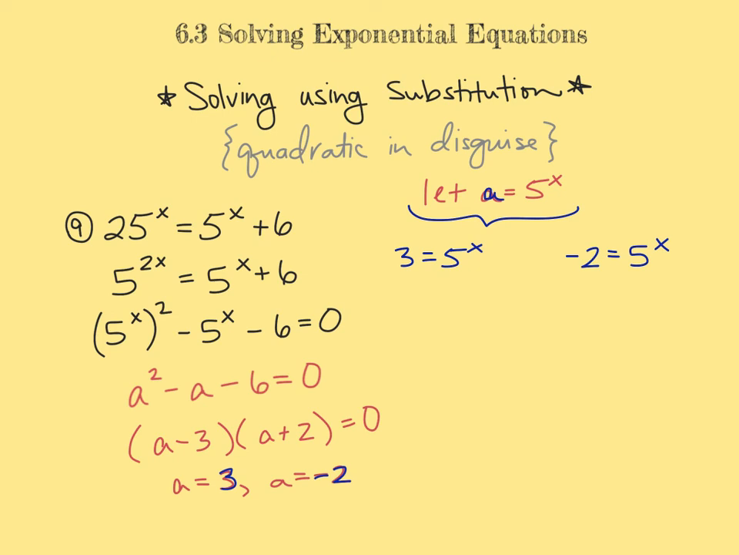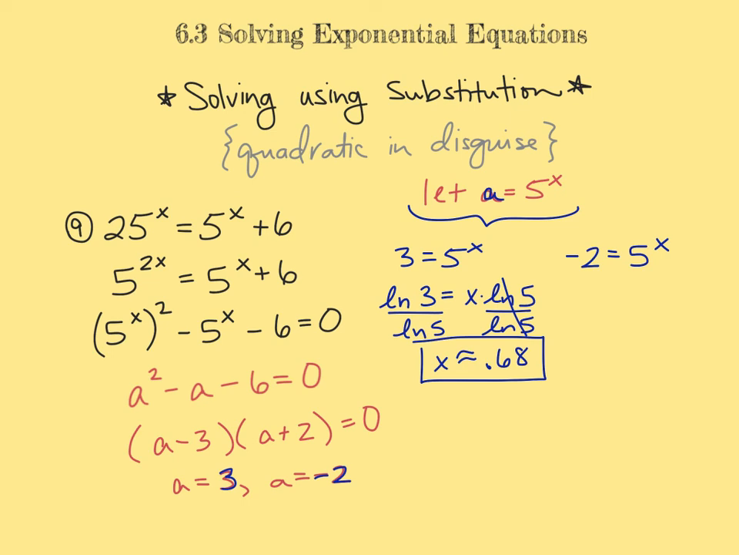For this first equation, we can take the natural log of both sides. When I take the natural log of 5 to the x, the x can come out front. So dividing both sides by ln of 5 to solve for x, we'll have that x equals the natural log of 3 divided by the natural log of 5, which equals approximately 0.68. So that's one answer. Let's see if we have another answer.